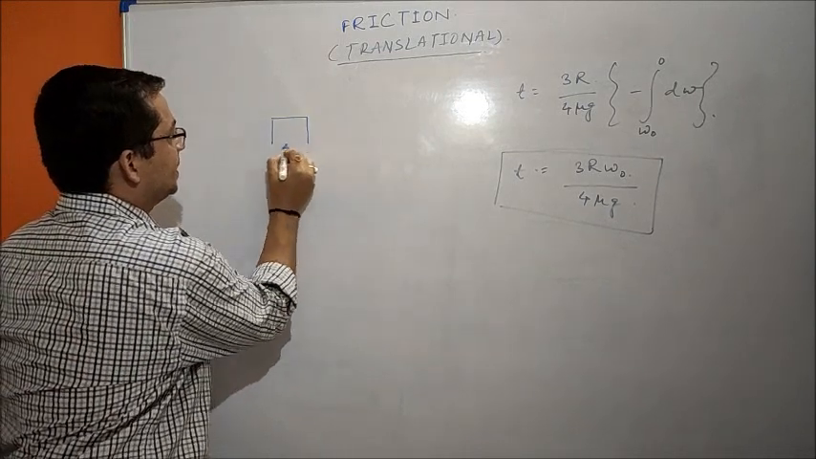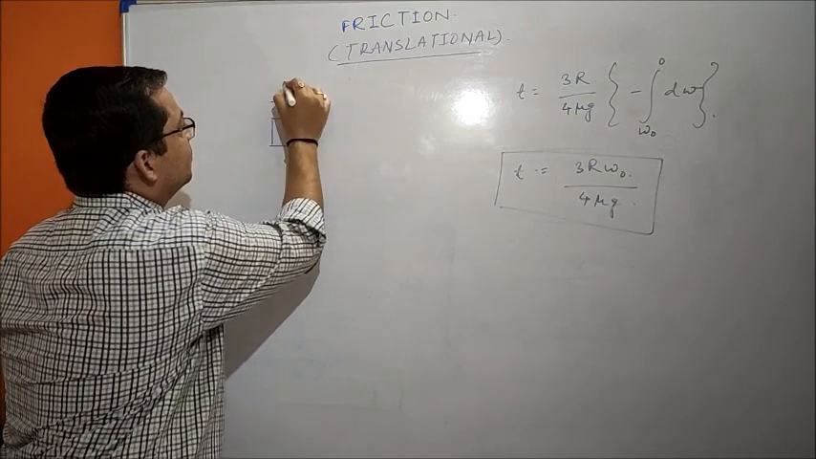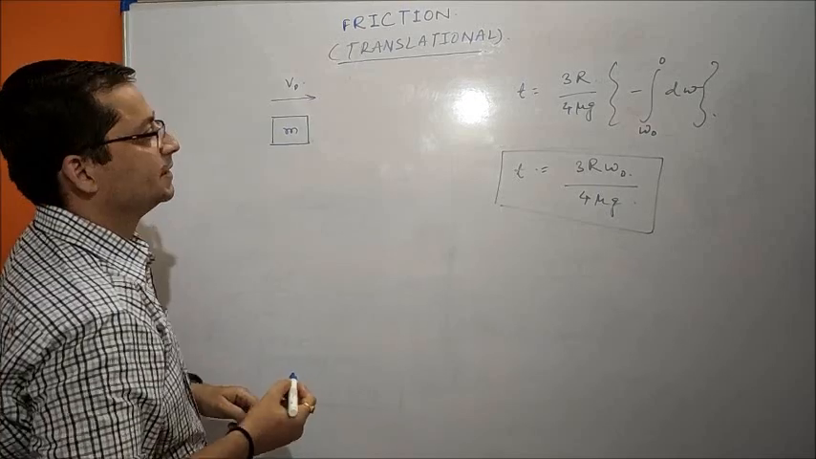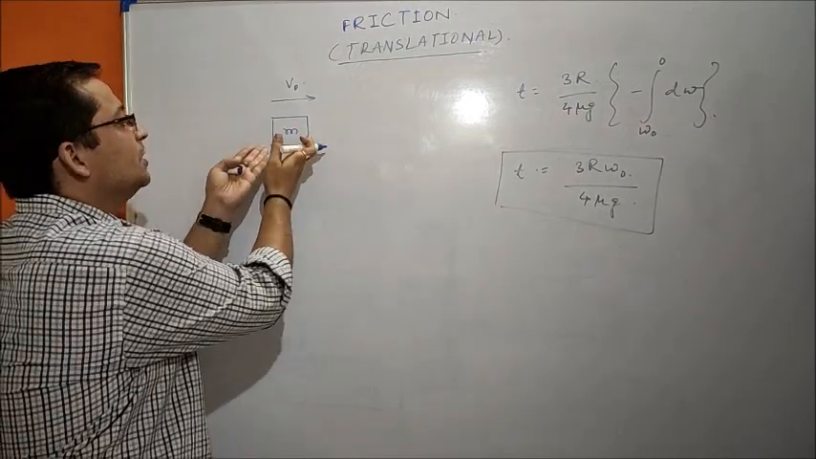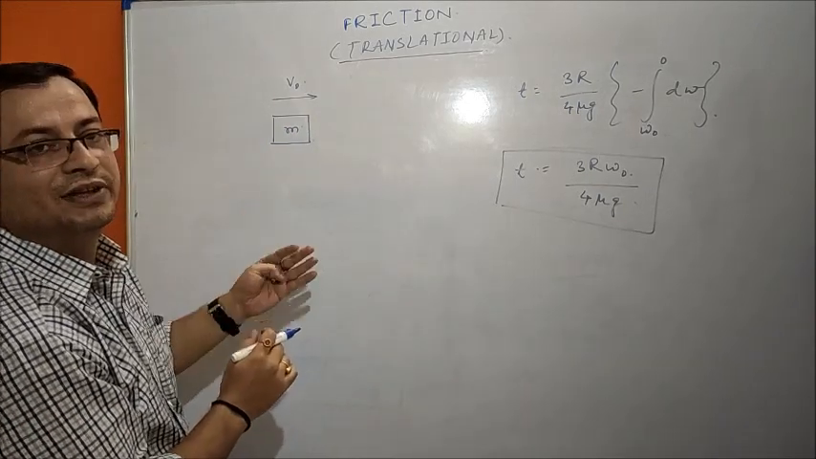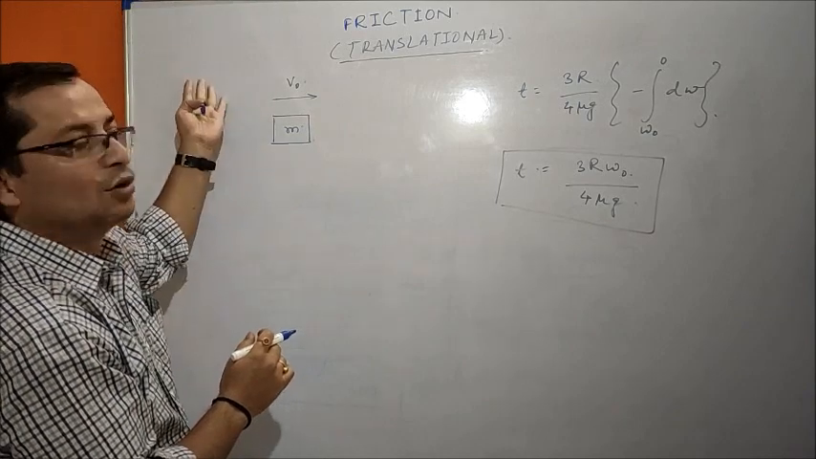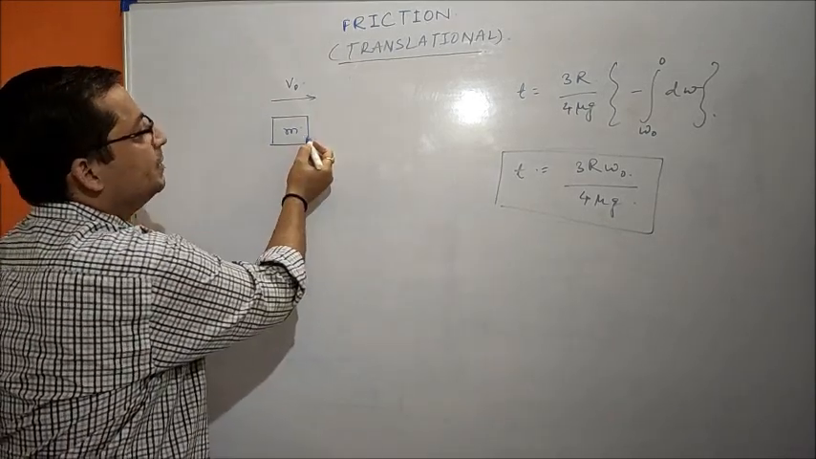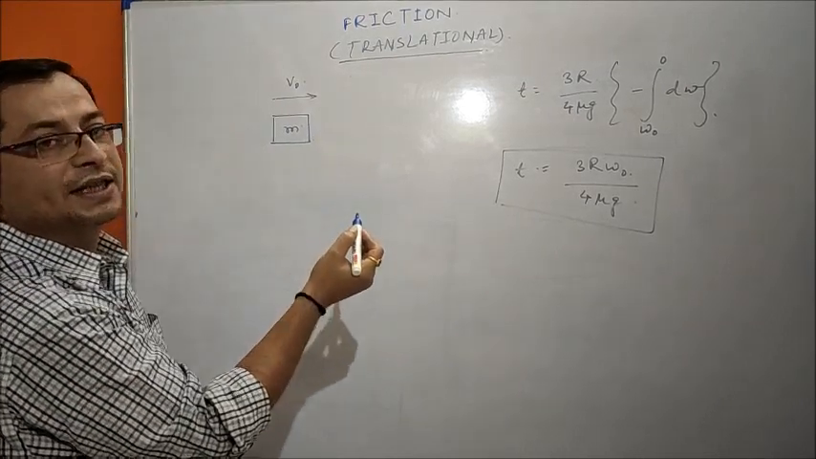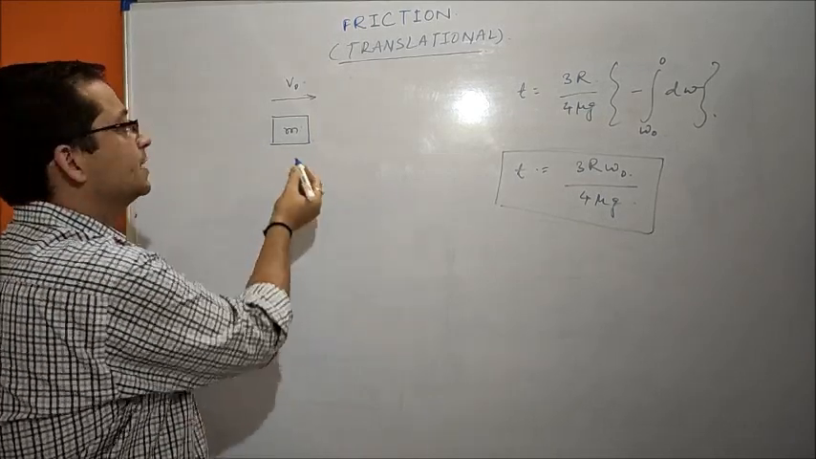So there is an object which is moving initially with some velocity v naught, right? So it is translating with some velocity v naught. Its mass is m, right? Now this object is kept gently on a horizontal surface. Same situation we will create for this translatory motion also, and we will try to compare the two cases, right? The rotational one and the translational one. So it is gently being kept on a rough horizontal surface, and we will try to determine an expression for time required to stop this object due to the friction experienced by this object.